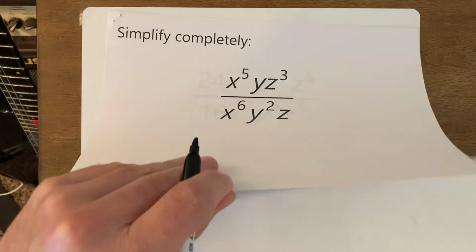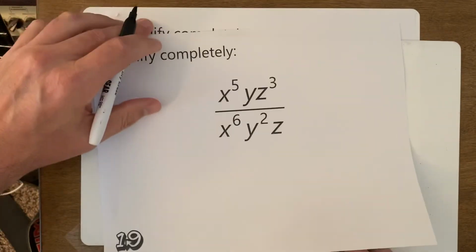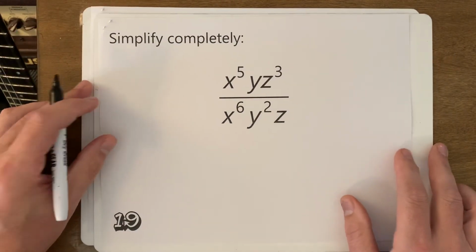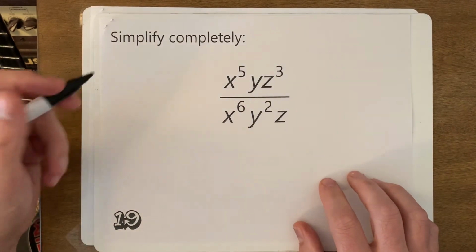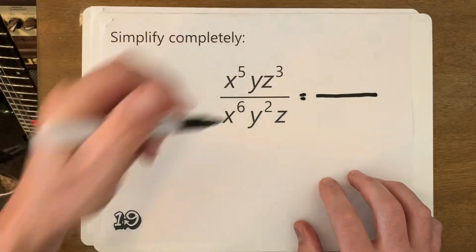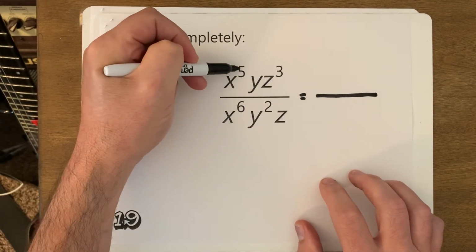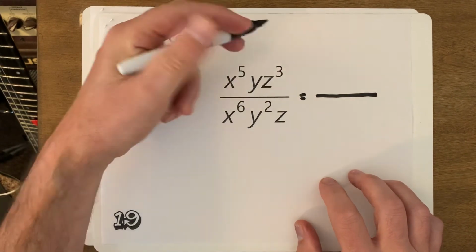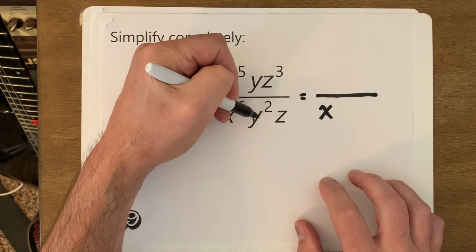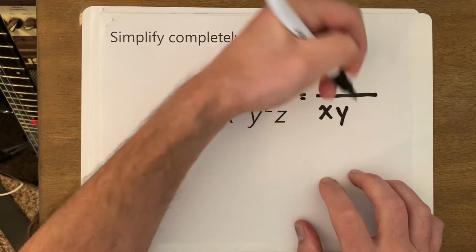Okay, so now we're going to deal with a couple problems that have more than 2 variables. These actually have 3. So let's see how this is going to work out. Okay, so let's keep track here. Go ahead and put equals. Let's go ahead and put a division bar there. 5 x's up here, 6 down here. These 5 are going to cancel with 5 of those and leave 1. 1 y up here, 2 down here. So this 1 y is going to cancel with 1 of these and leave 1.